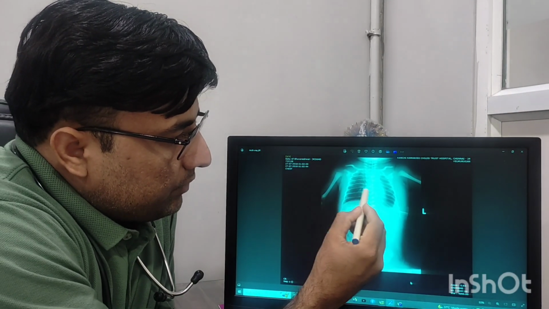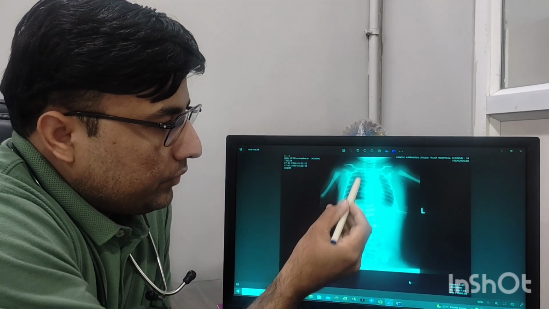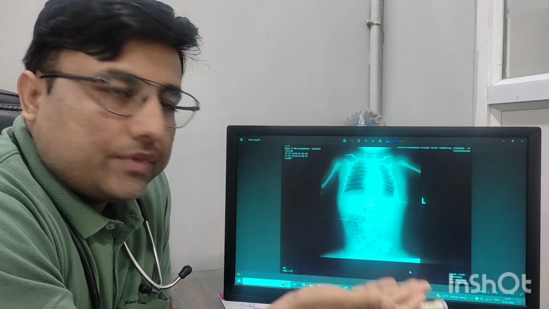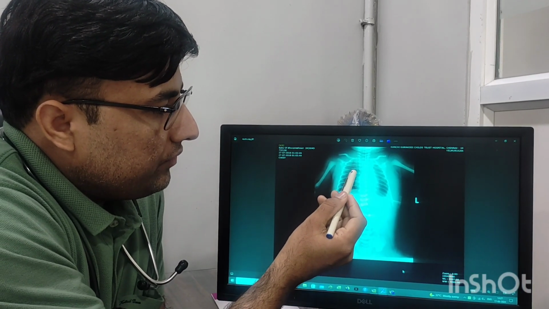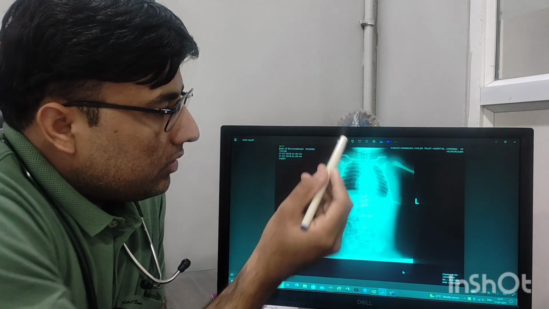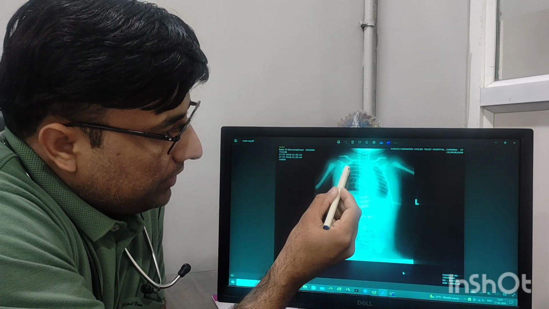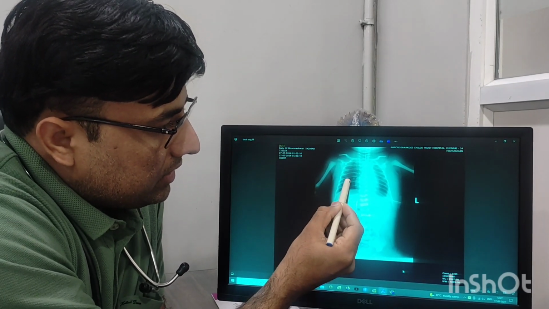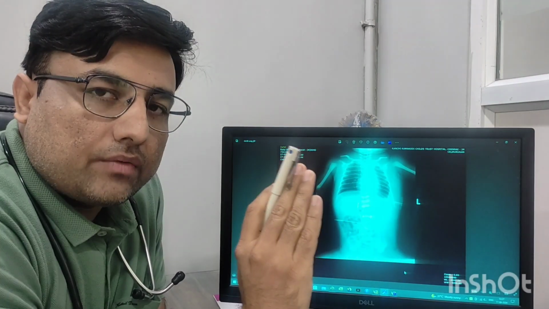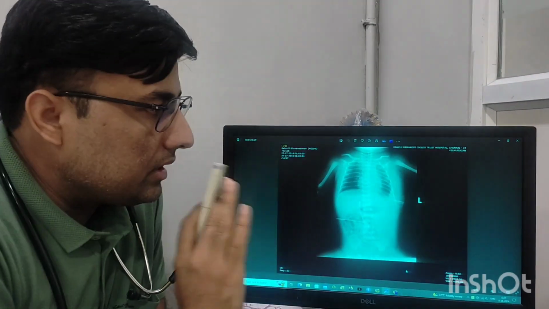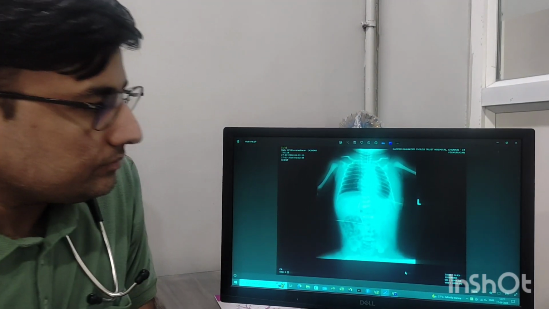So the more prominent ribs are the posterior ribs, because these posterior ribs are nearer to the X-ray plate. So we can count this. Posterior ribs 1, 2, 3, 4, 5, 6, 7. Almost 7 posterior ribs are visible. The anterior ribs will be these curved ribs. So anterior ribs, if 6 ribs are visible, means expansion is normal. So this is the bony cage we have to see.